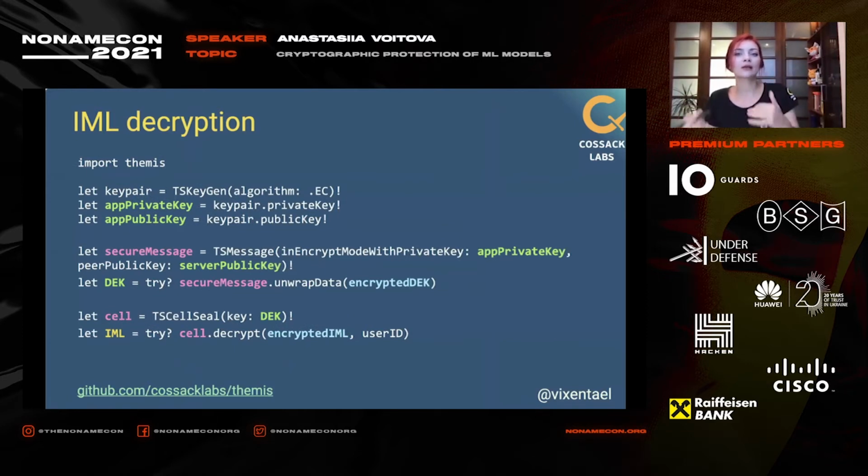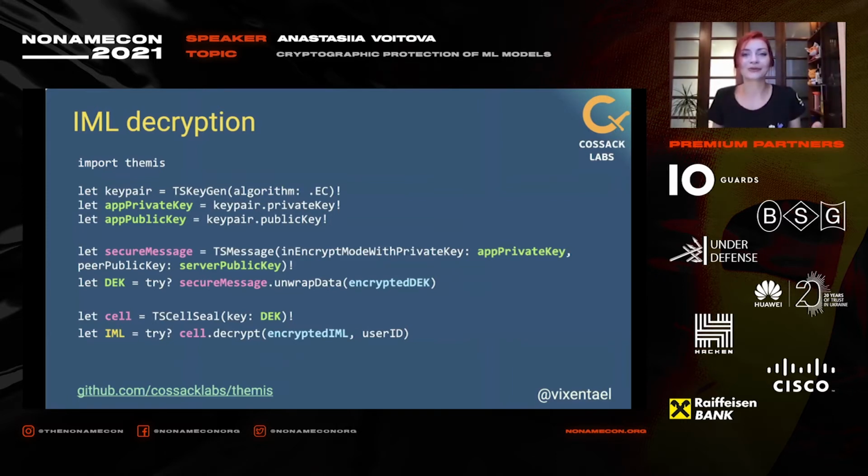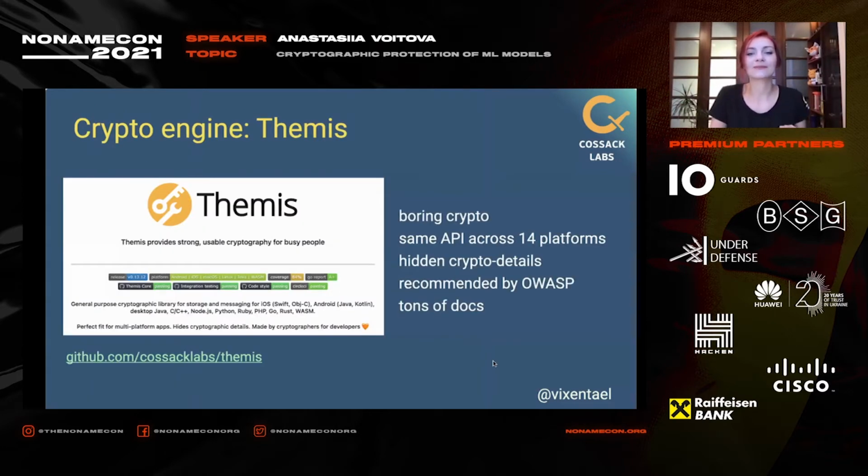Decryption part, mobile part. I used Swift in the example here, and again, this code, this is not pseudocode, this is real code. I believe it's compilable, right? And this is all the encryption code you will need in this case. On the mobile side, generate key pair, take own private key and server public key, decrypt your data encryption key, then decrypt the model. Very straightforward, very easy.